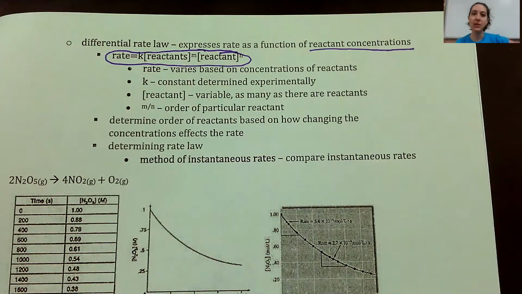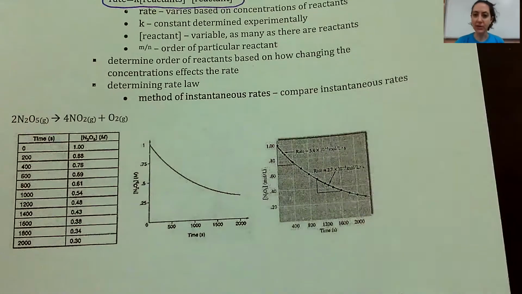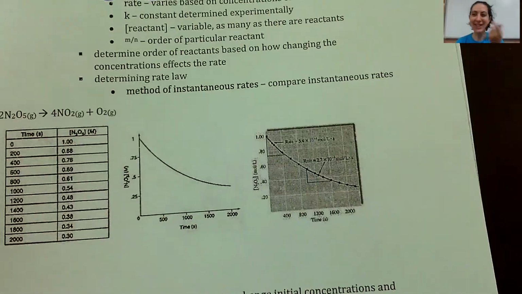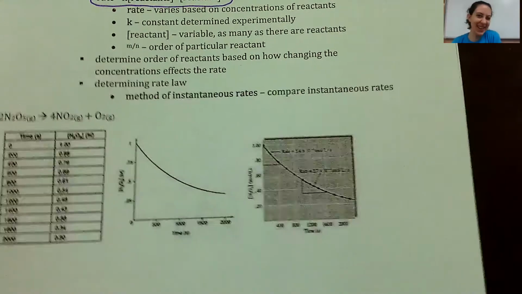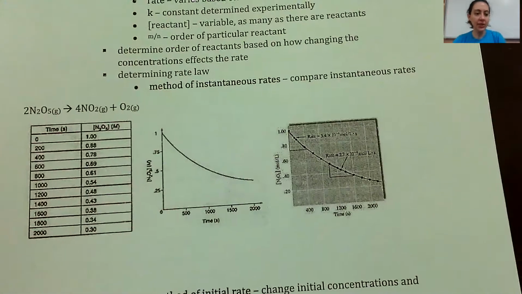Determining the order of reactants is based on how changing the reactants affects the rate. There's a couple of different methods for solving this. There's the method of instantaneous rate, which we can totally use. I'll show you how to do that. It's not something we're going to do very often, but it's nice to know. And then the much more common method, which is the method of initial rate. So let's look at some data.